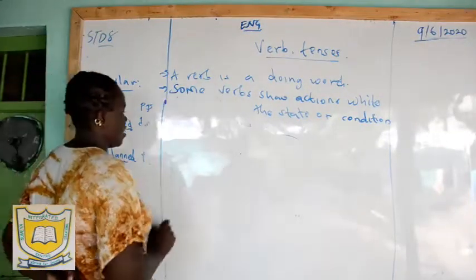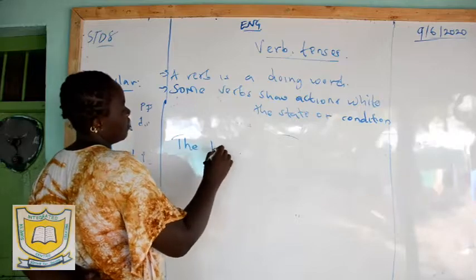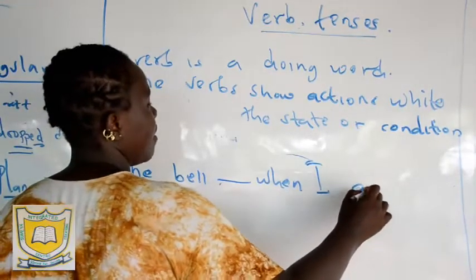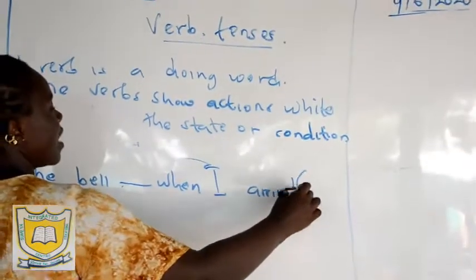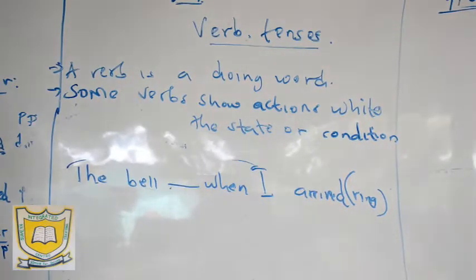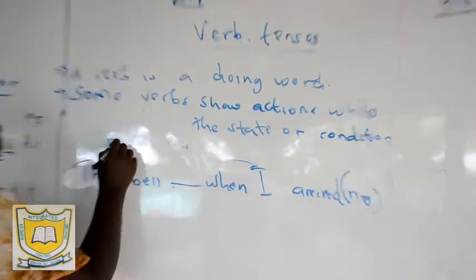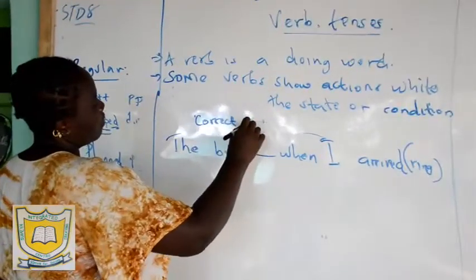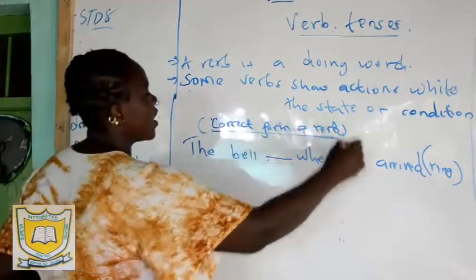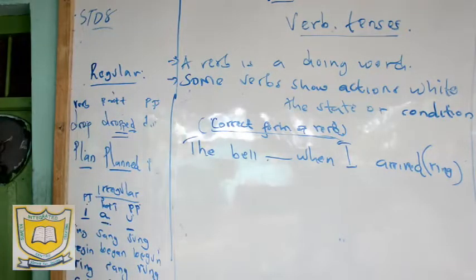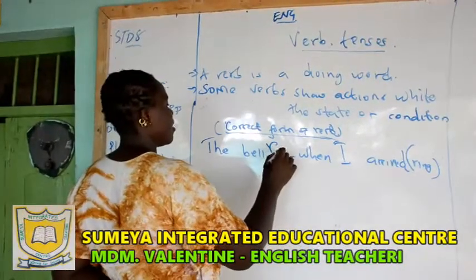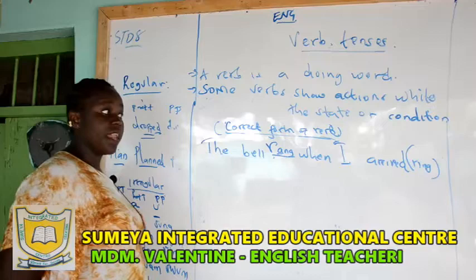So for example, in a sentence we can say, the bell, dash, when I arrived. In brackets you have ring. The question is maybe: give the correct form of the verb in the bracket. Then they say the bell dash when I arrived. They want you to give the correct form of the verb. You go for an A: the bell rang when I arrived.